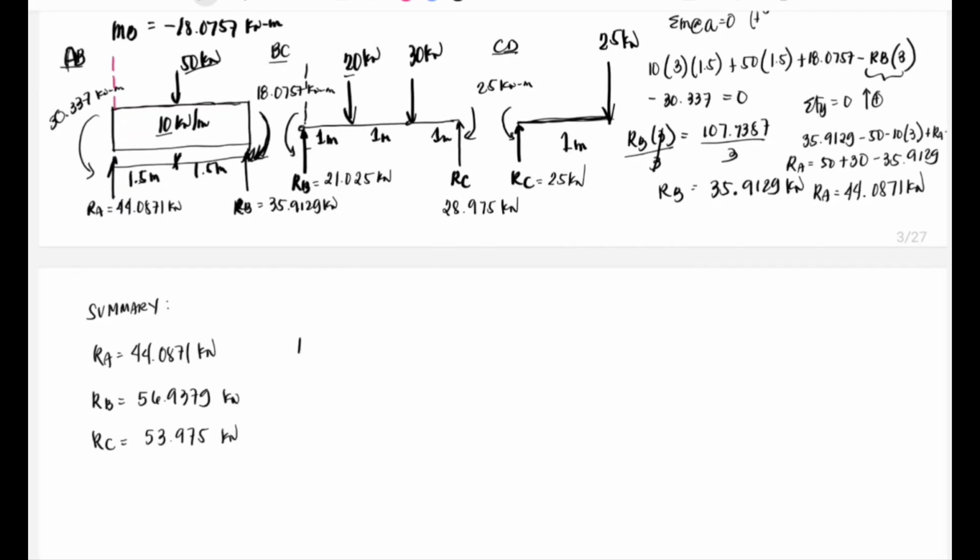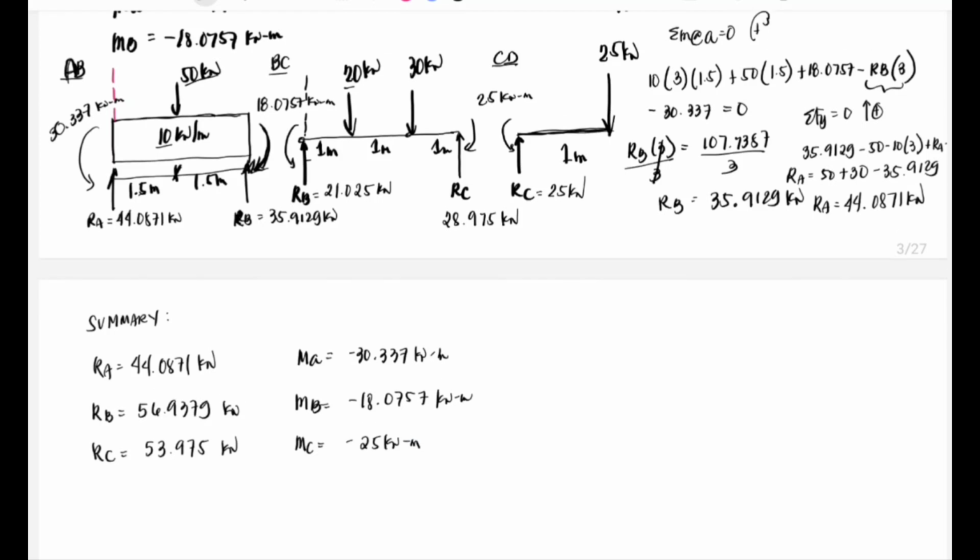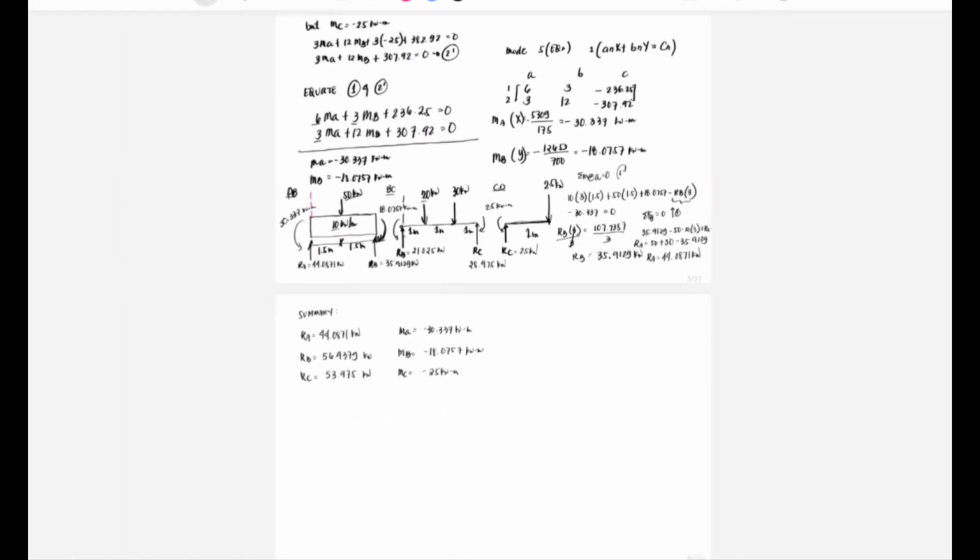How about ito naman, our moment here? Our moment here would be negative 30.337 kilonewton meter. Our moment B here would be negative 18.075 kilonewton meter. And kulang ito ng 7. Okay, 5, 7, ayun, kilonewton meter. And then last is moment C would be negative 25 kilonewton meter. These are the units or value we're going to use for our shear and moment diagram. So, this will be our shear and moment diagram.